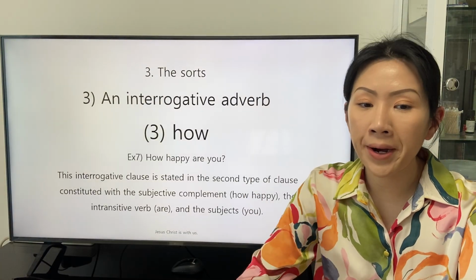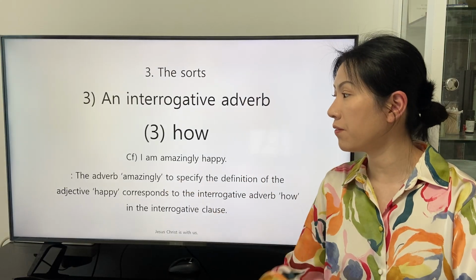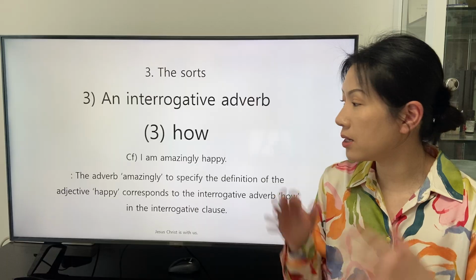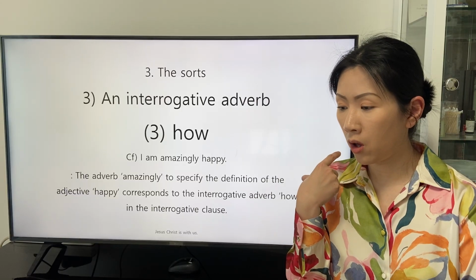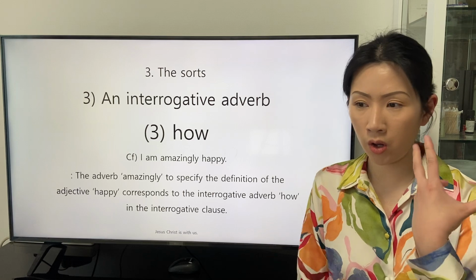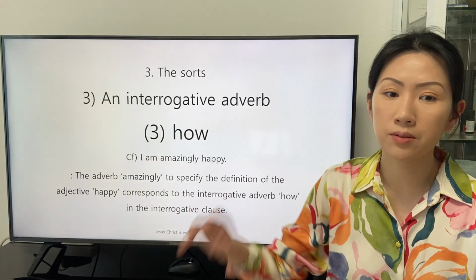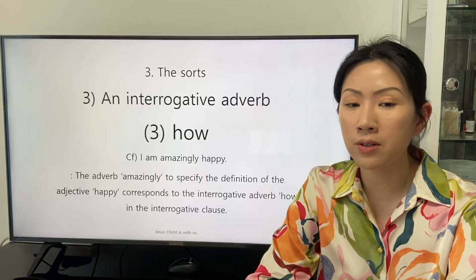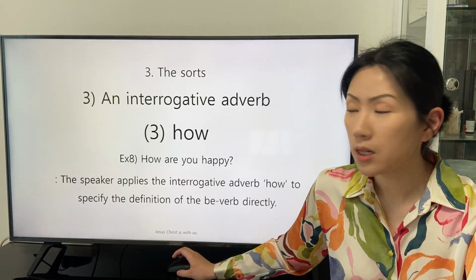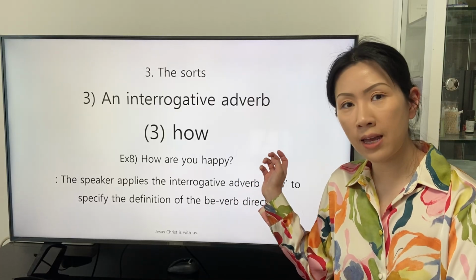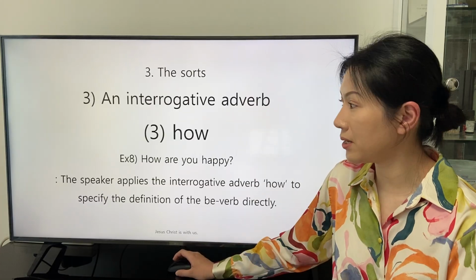The intransitive verb are and the subject you. One of the possible responses is stated as the conference. I am amazingly happy. In this clause, the adverb amazingly describes the adjective happy. So we can understand how intense the condition of the speaker is surrounded in. The adverb amazingly to specify the definition of the adjective happy corresponds to the interrogative adverb how in the interrogative clause. The 8th clause that has the same composition of the words with the 7th example is this. How are you happy?